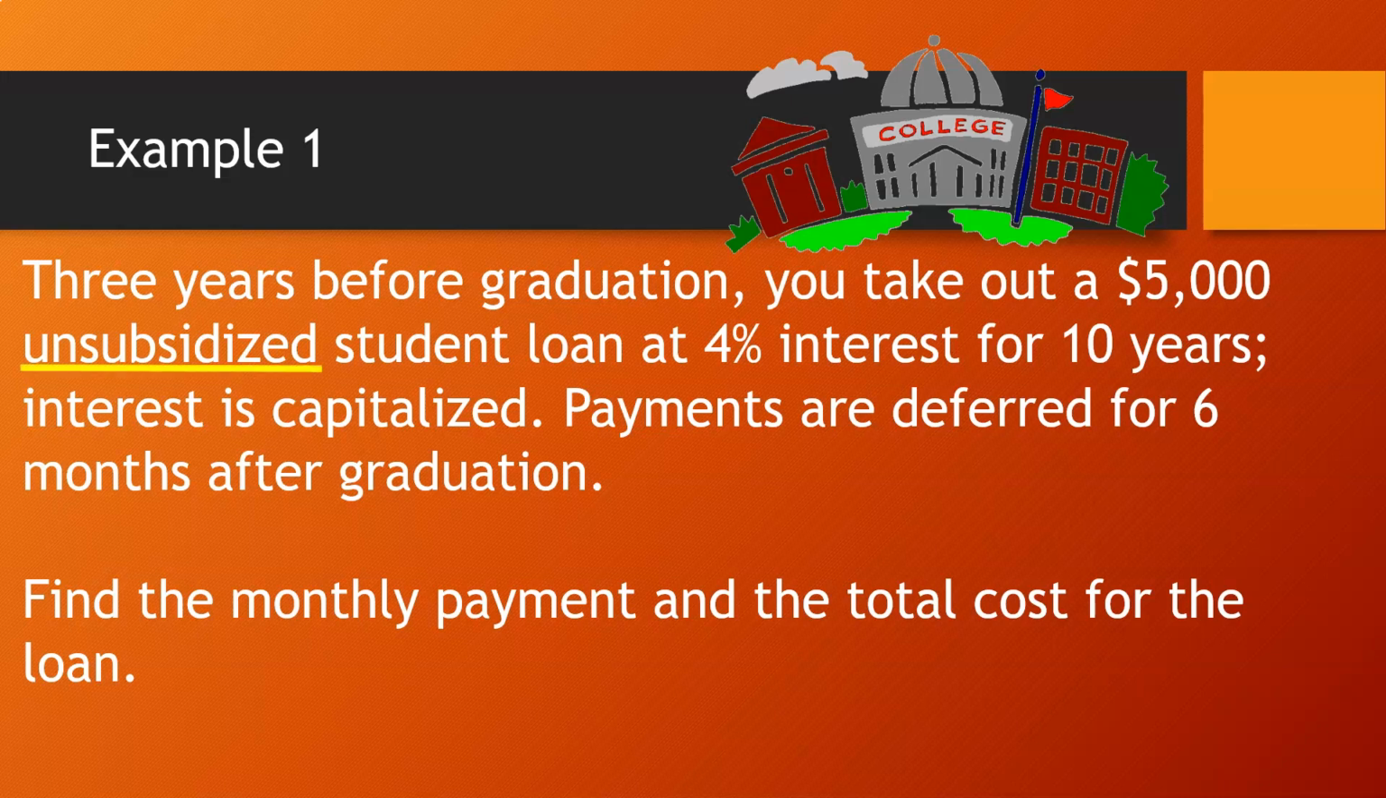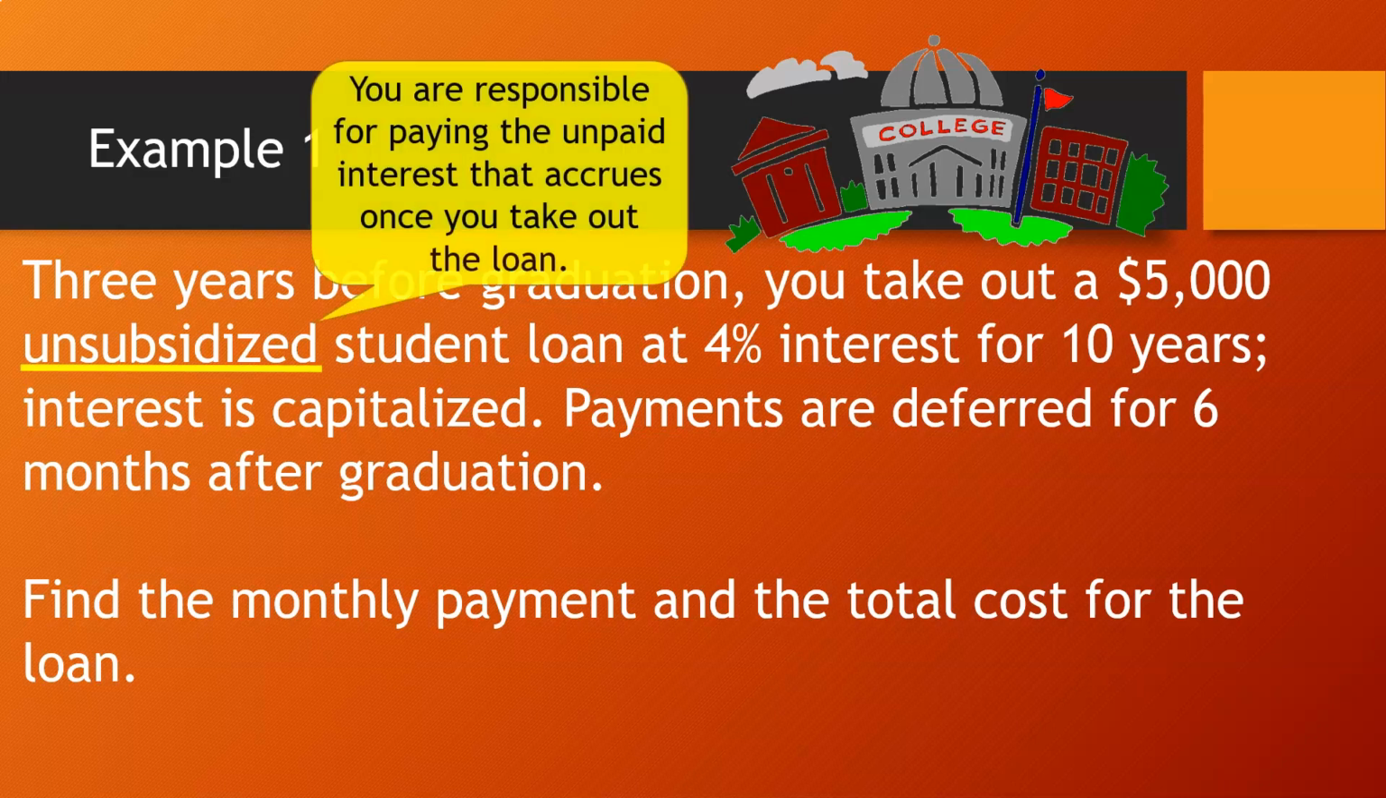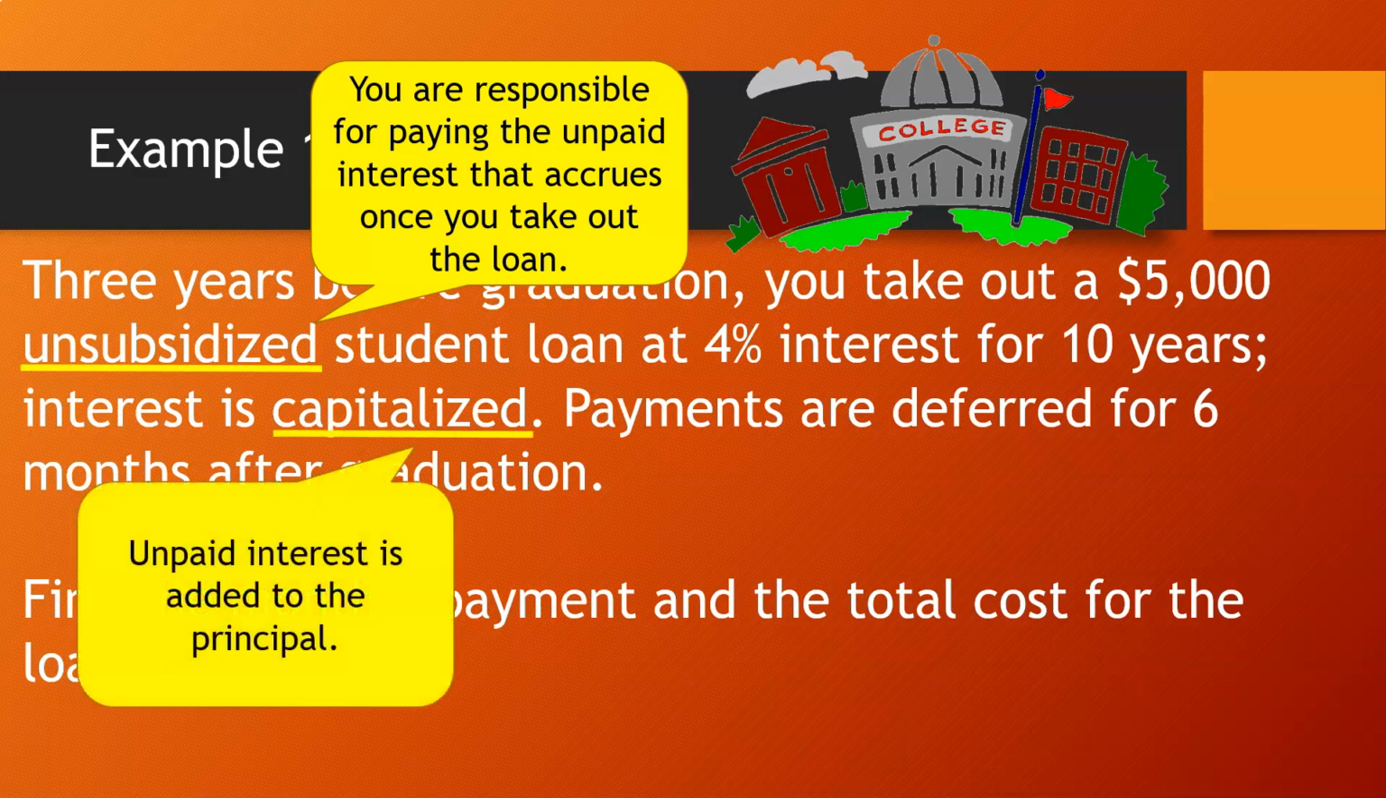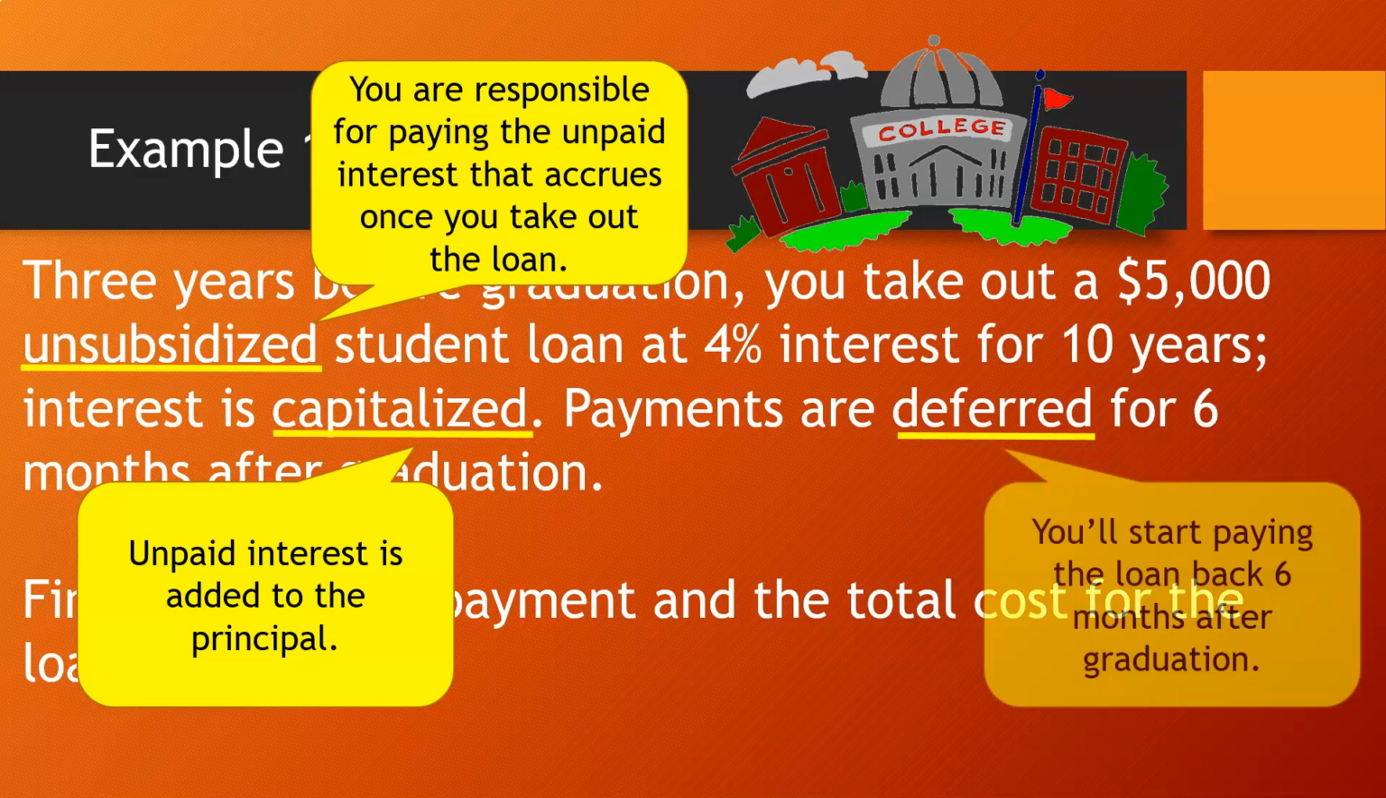So let's focus on a few words here. First of all, this is an unsubsidized loan. So that means you are responsible for paying that unpaid interest that's accruing as soon as you take the loan out. And since the interest is capitalized, that unpaid interest is going to be added to the principal. Since the payments are deferred, that means you won't start paying that loan back until 6 months after you graduate.